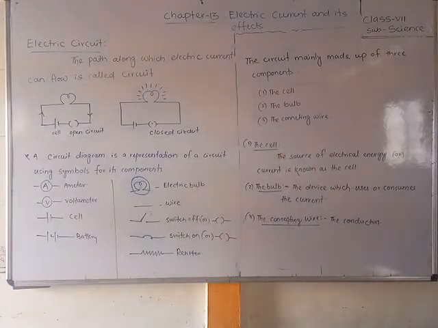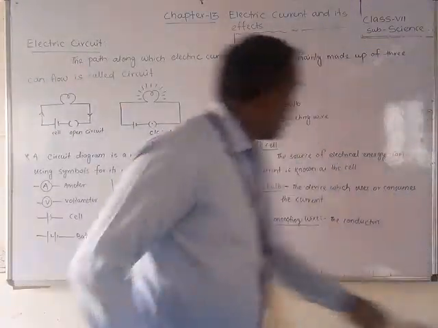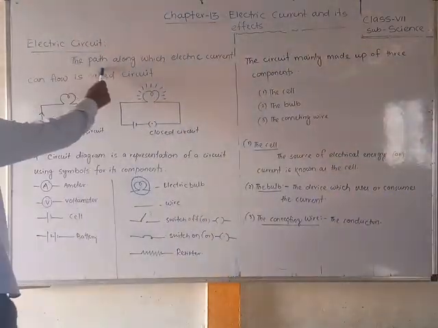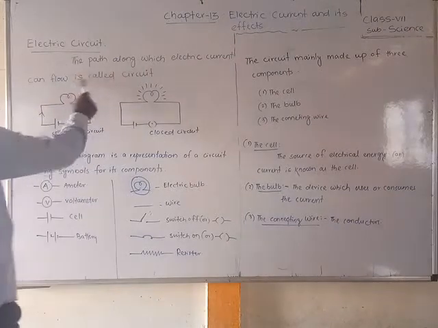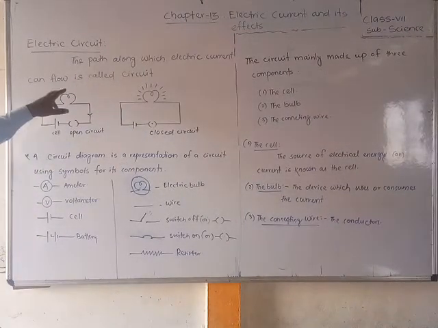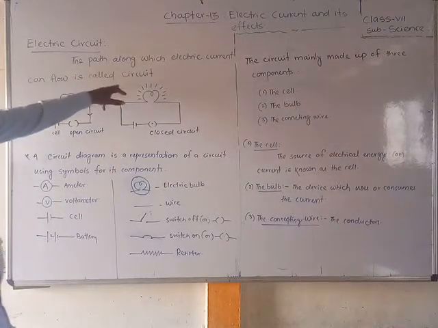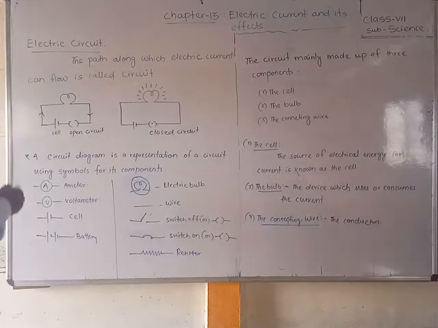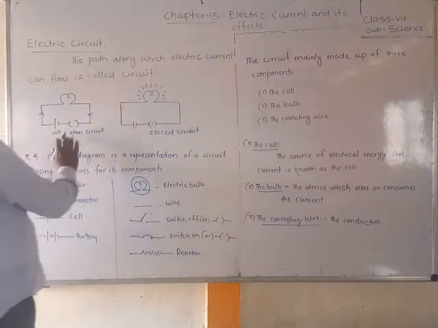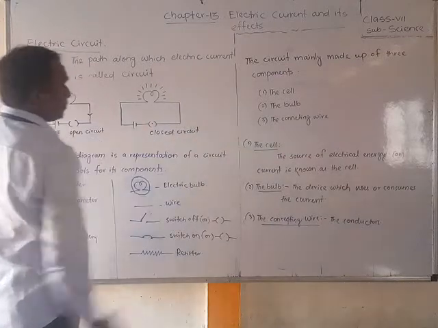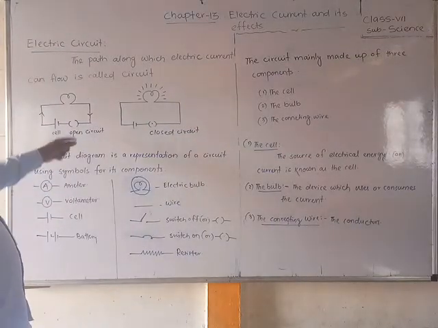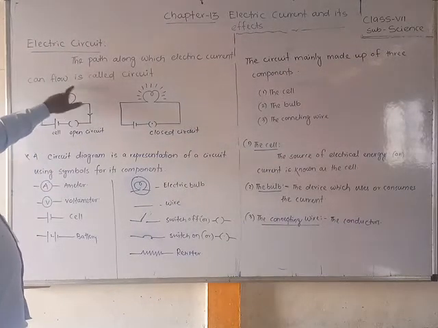See students, an electric circuit means the path along which electric current can flow, travel or move. I have drawn two diagrams, friends: one is an open circuit and one is a closed circuit. What do you mean by open circuit? Open circuit means that current cannot flow. That means it is an off system.